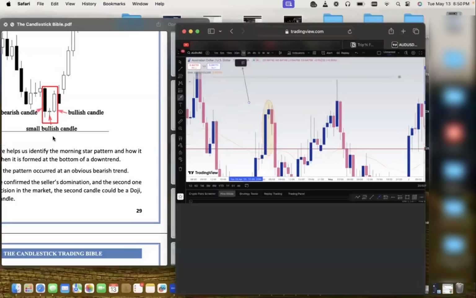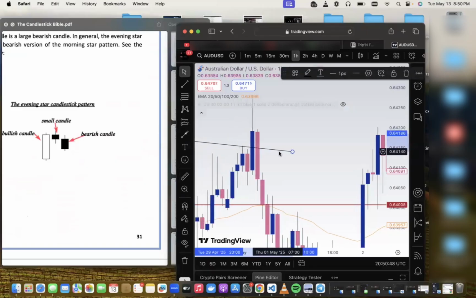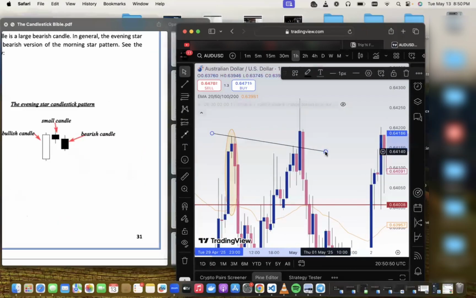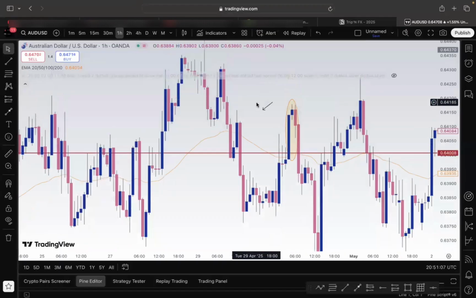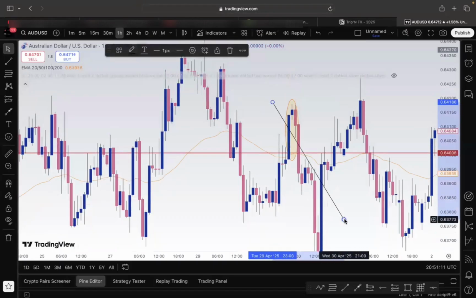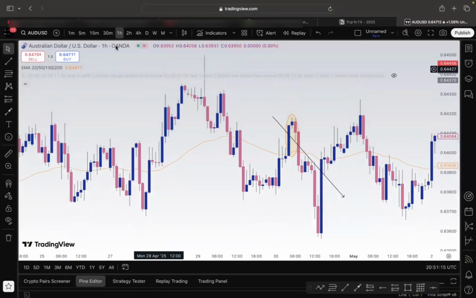And when you look at the evening star example in the book, you have a bullish candle here, right? And then a small candle, whether bullish or bearish doesn't matter. And that's what we have here, and then bearish right after. And what do we see? Right after this happened, we see a very strong sell, all the way down. Let me clear this line.